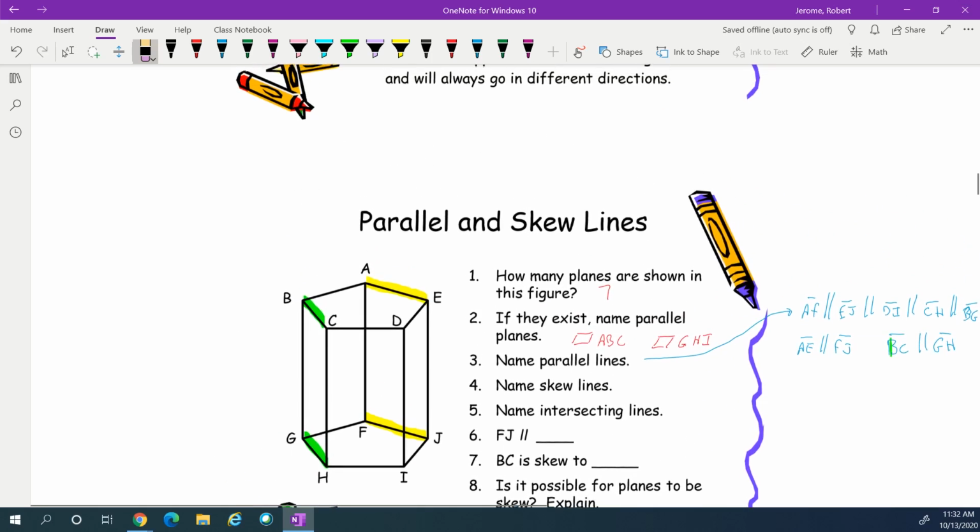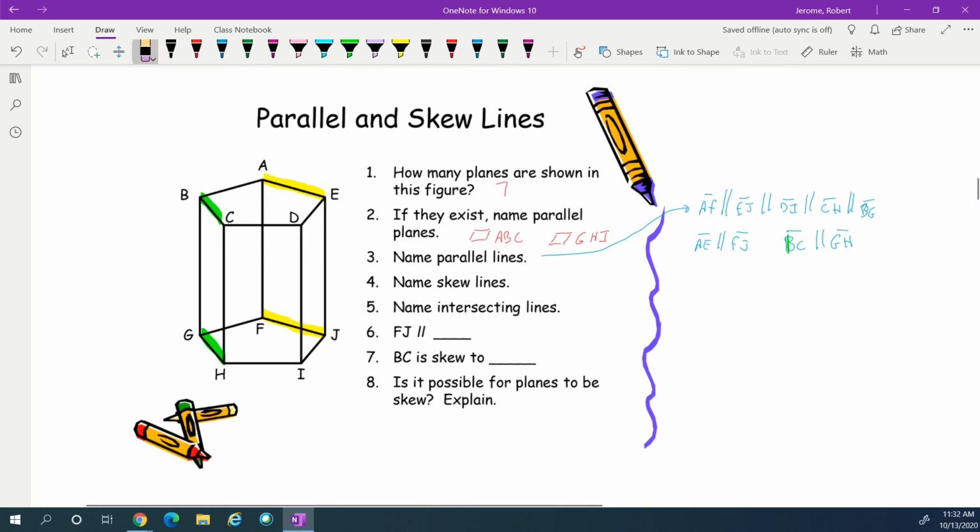Skew lines, as we said, skew lines are not parallel, but they also don't intersect. So find 2 lines that are going in different directions, but yet they don't touch each other. So we could use something like GH, the vertical edge, and then a horizontal edge in the back. So we could say something like, for skew lines, we could say AE and CH. There's no symbol.